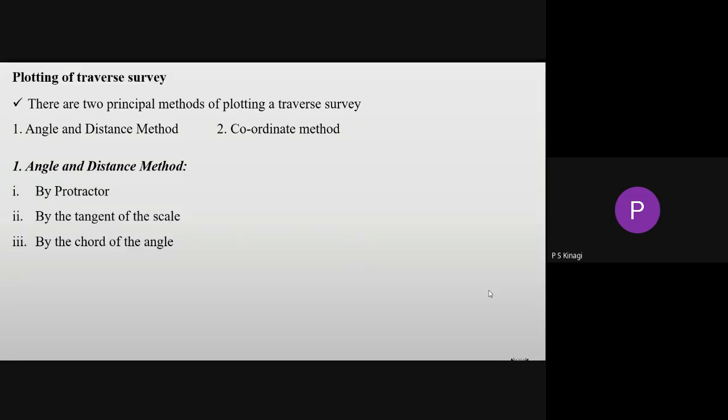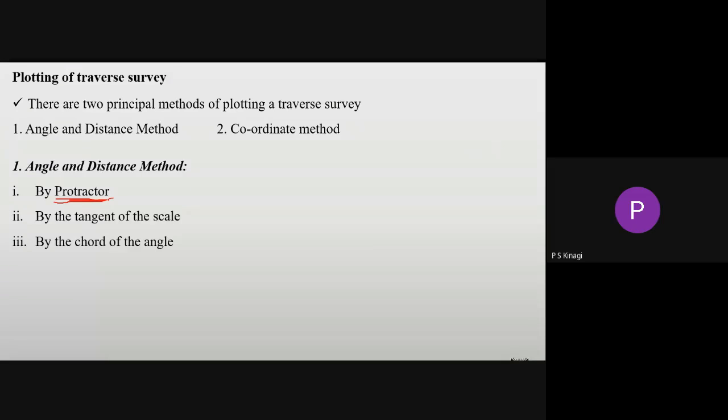By protractor means what? Whatever data you have collected in the field, by using a scale we mark the distances. Then for the measurement of angles, we use the protractor or compass instrument. Then make that line with respect to the angle or bearing. That is one of the angle and distance methods. Here we are using only a scale and protractor for marking the distances as well as the angle of the line.